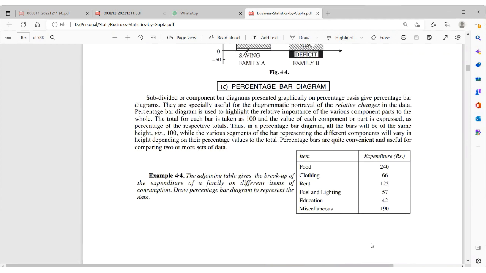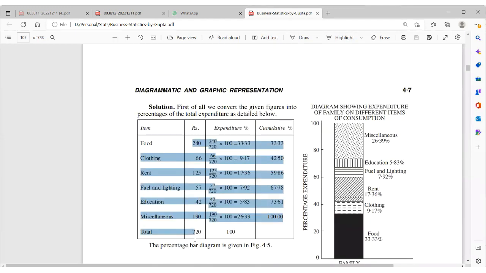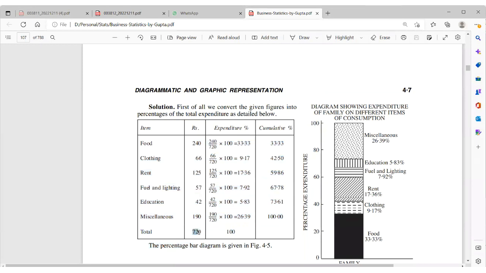Percentage bar diagram. In percentage, we make a percentage of these. For example, this expenditure, all are given, right? We calculate the percentage of each and everything. So how to do the percentage? Make a total of this. The total comes to 720, right? So we make a percentage of this: 240 divided by 720 into 100 comes to a percentage.